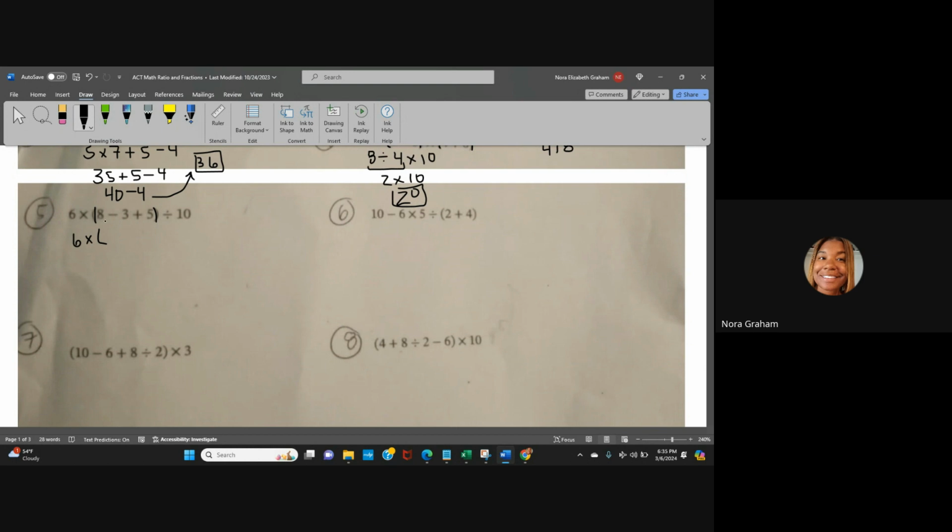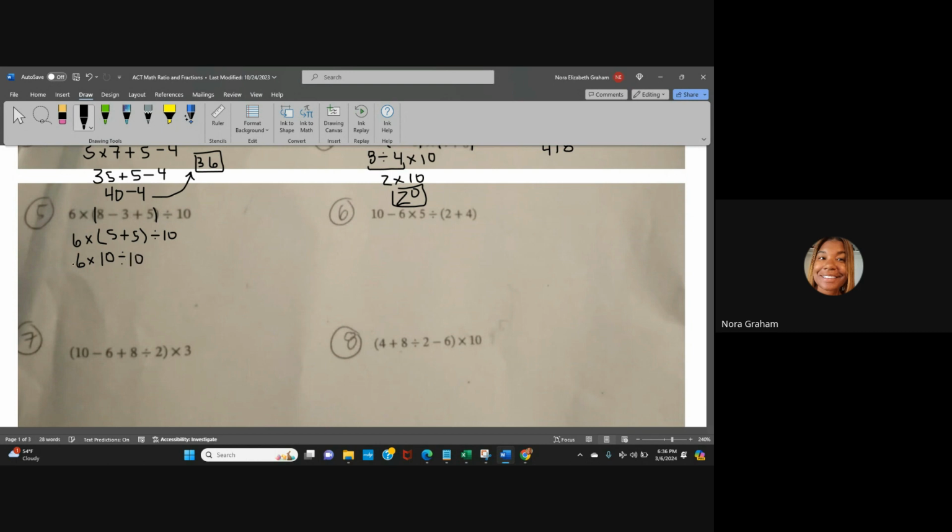So I do 8 minus 3 first. That's going to give me 5 plus 5. And again, like I said, I'm showing all of my work, every single step that I'm doing, so if I do make a mistake, I can go back and easily see what my mistake was. So this 6 multiplication sign comes along for the ride because we still want to get rid of our parentheses. 5 plus 5, that's going to give me 10. Since I just have a single number now, I can get rid of those parentheses. Divide by 10.